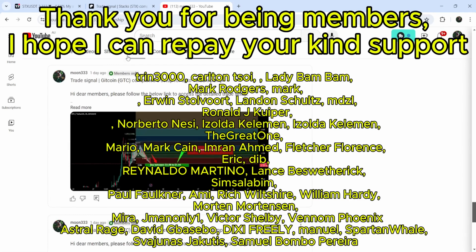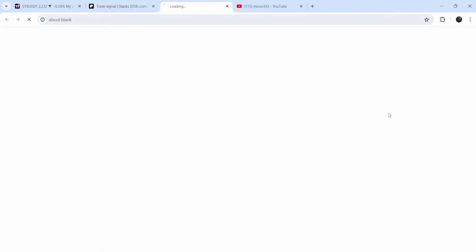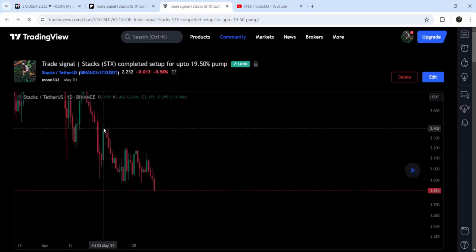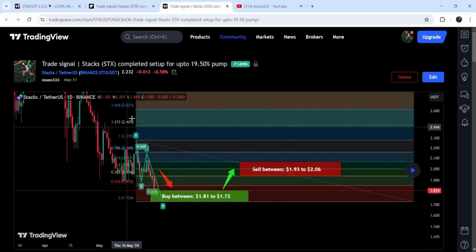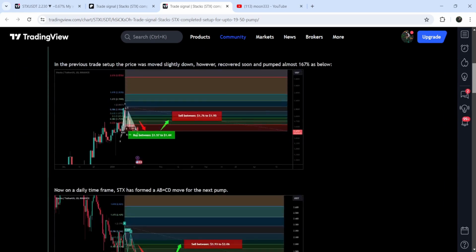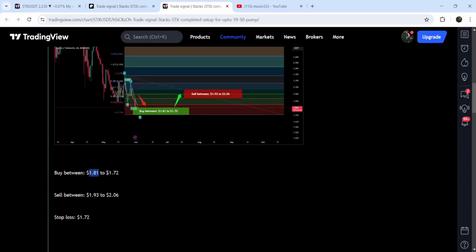So let's start analysis. And first of all, let me begin with my most recent trade signal for STX that I shared almost 10 days ago with my members on 31st of May 2024. And that was a harmonic bullish reversal AB equal to CD move that STX formed on a daily time frame chart with US dollar pair. And this was the complete trade setup. This was the buying zone and the sell target zone and the stop loss.